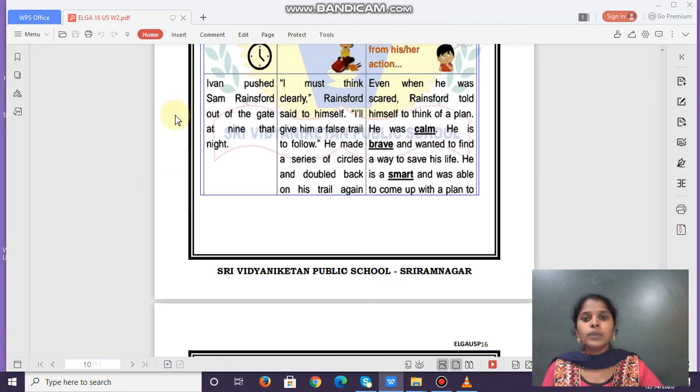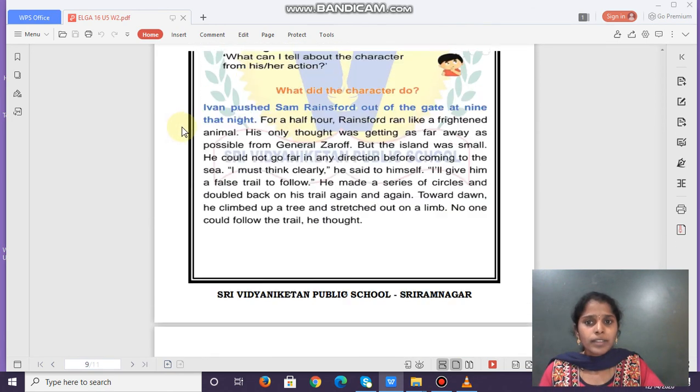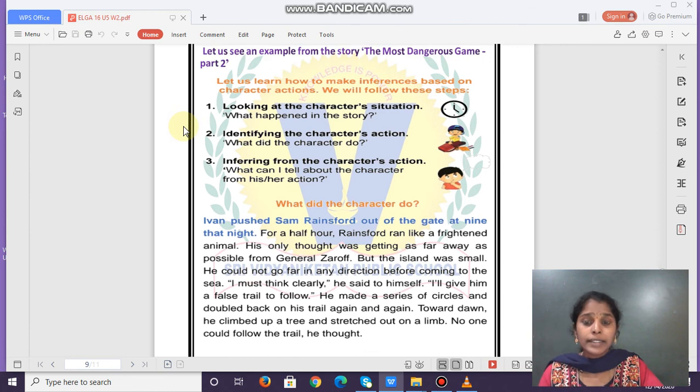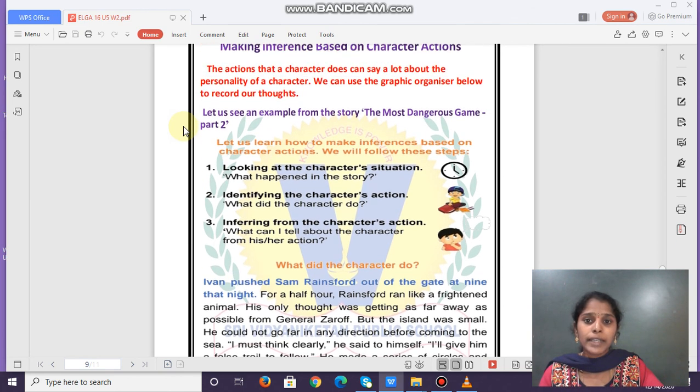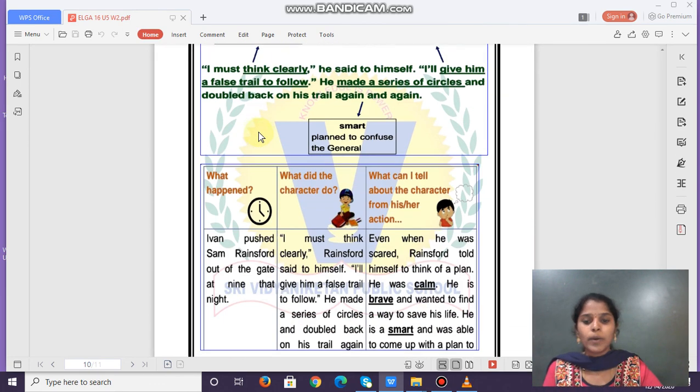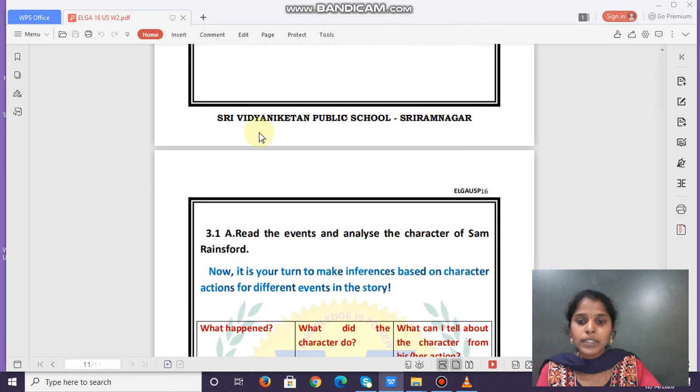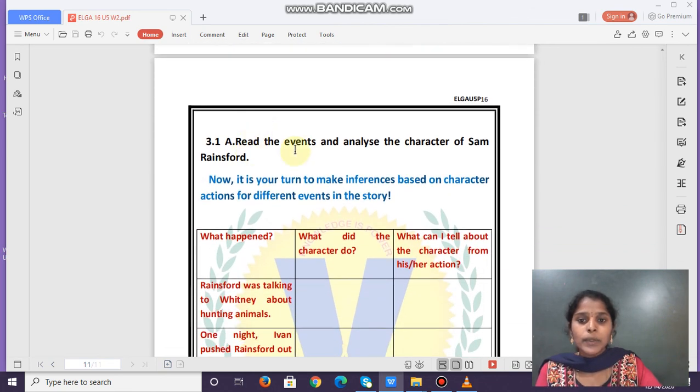This is about how the things happen to the character. The character was influenced based on the character's actions. This is about making inferences based on character actions. Here, you have to read the events and analyze the character of Sam Rainsford. Now, it is your turn to make inferences based on character actions for different events in the story.